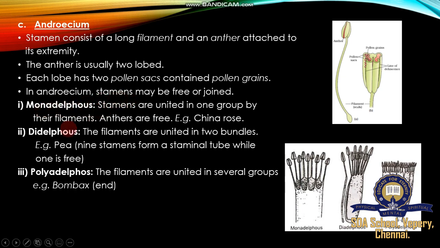Monoadelphous, diadelphous, polyadelphous. So what is monoadelphous? Only one group of stamens, consisting of one stamen or many stamens. Diadelphous means two bundles, 9 plus 1. Polyadelphous means bundles of stamens, present in bombax or similar plants.